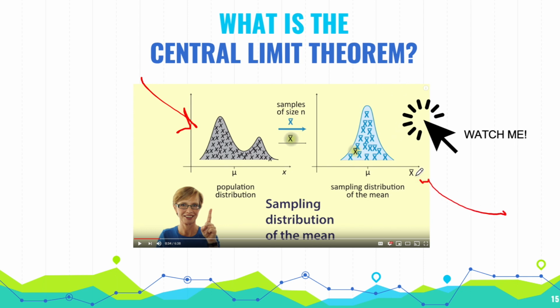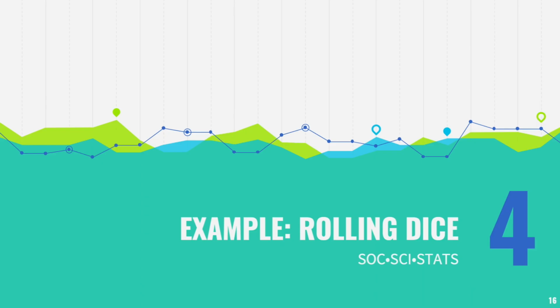We call this the sampling distribution of the mean. That's a technical term for what happens when we take samples from the population, take the averages of those samples, and then plot those means as a distribution. That's the sampling distribution of the mean.